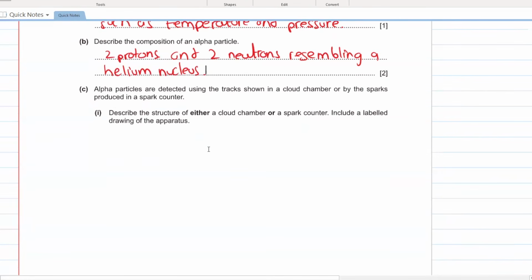आगे बढ़ते हैं. Alpha particles are detected using tracks shown in a cloud chamber or by sparks produced in a spark counter. Beta, this is something that is very, very recently added in the O levels and IGCSE का syllabus. I have made a very short video on this. बेटा मैंने एक बहुत ही short video बनाई है क्लाउड चेम्बर्स पे और स्पार्क काउंटर्स पे. मैं सारे ग्रुप्स में शेयर कर रहा हूँ, तुम लोग काइंडली इसको देख लो.